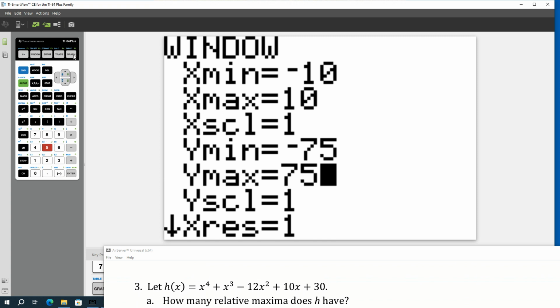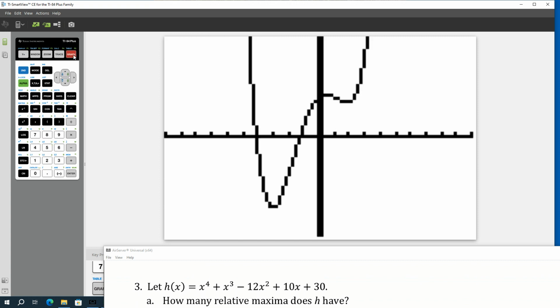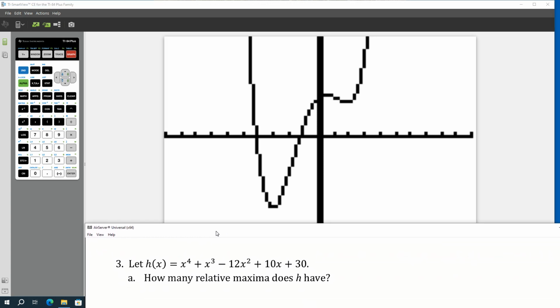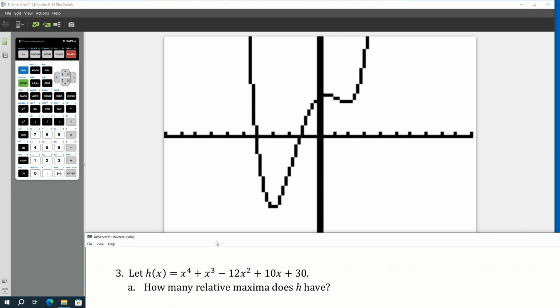All right. Y'all got the window? Does your graph look like that? Okay. That's a pretty good graph. I can see the bottom. I can tell that it's just going to keep on going on both sides, so I don't need to worry about going any higher. All right, so that first question is, how many relative maxima does H have? What do you guys think? How many little hills? One hill. There's one little hill right there.